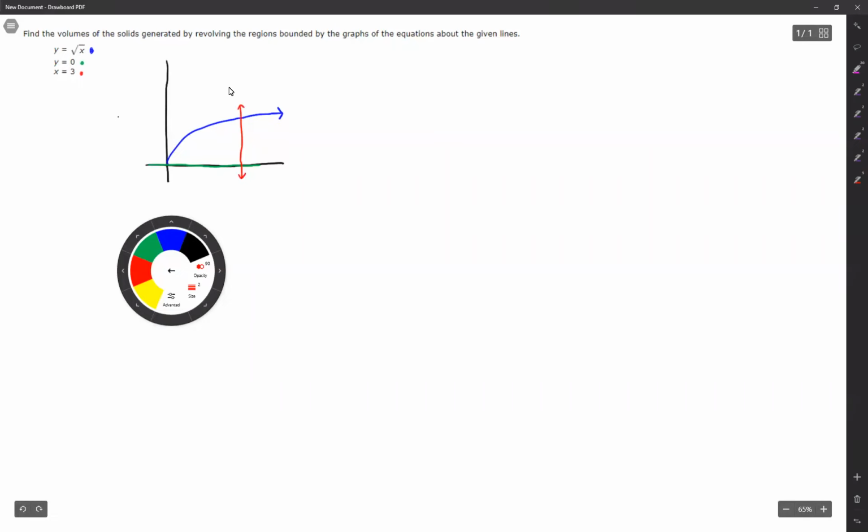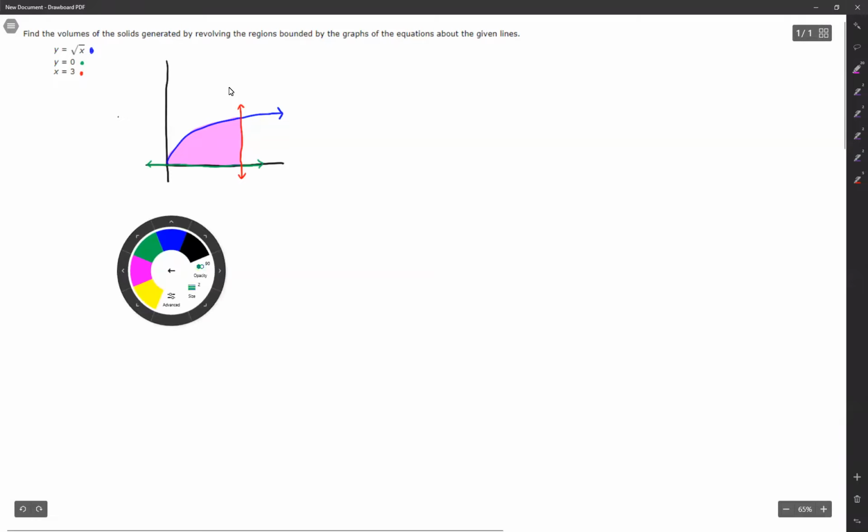So I guess technically speaking, these should have little arrowheads on them, but the region to be integrated is right here. Or rather, the region that's going to be revolved, right? And we're going to use integrals to find the volume of those solids that result. That area is right there. Okay.